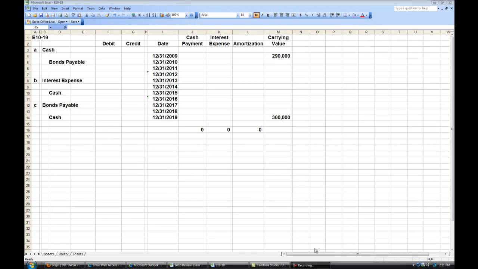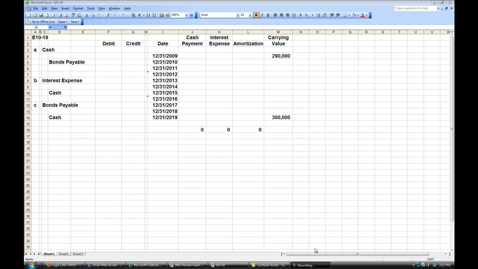Exercise 1019 will hopefully help you understand how some of those balances got into exercise 1012. What we have here is a bond that was sold at a discount. Notice these bonds have a face value of $300,000. However, we sold them for $290,000. And the reason for that is that the market rate of interest was different than the stated rate of 8%.